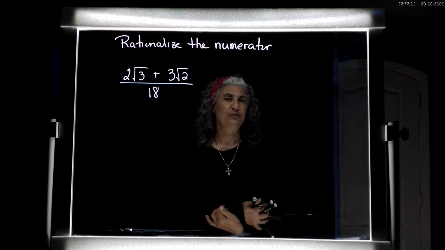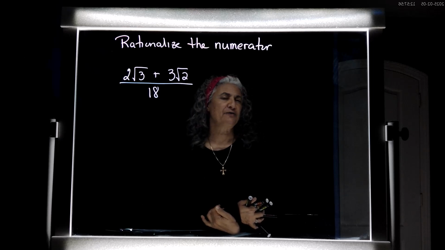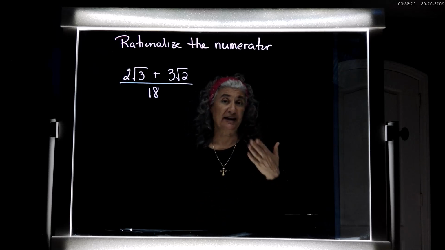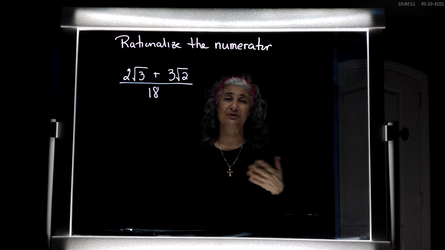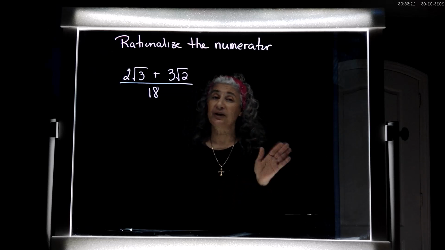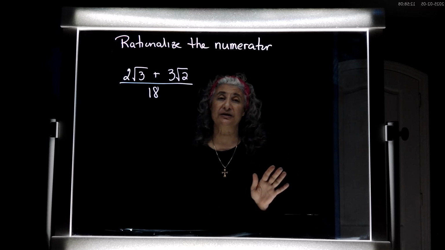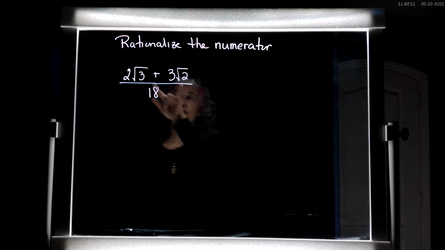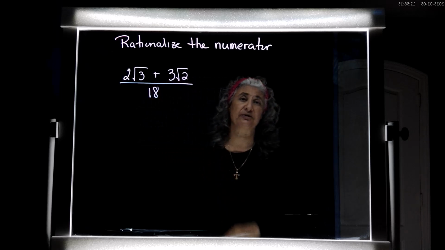So, some of you might be going, this sounds familiar, but don't we usually rationalize the denominator? Well, yes, that's true, but sometimes you need to rationalize the numerator. Gratefully, the process is not any different, except when they want you to rationalize the numerator, that means you need to get rid of the radicals out of the numerator.